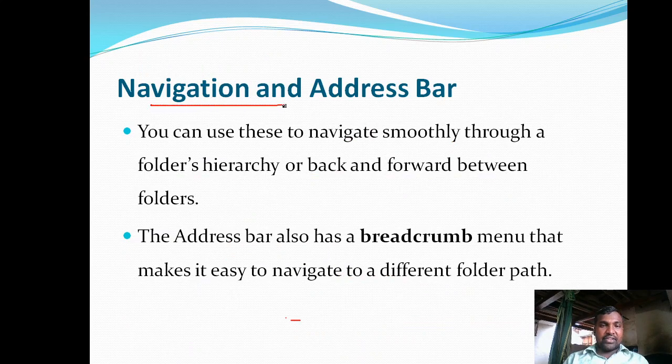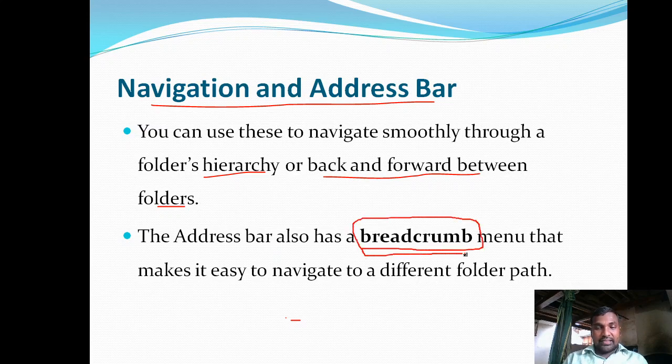And the next one is the navigation and address bar. You can use this navigation to move smoothly through a folder hierarchy, or back and forward between the folders. So mainly we use this navigation and address bar to go back to the previous directory, or to go to the directories available in the current directory. Okay, so back and forward between the folders or directories. The address bar also has a breadcrumb. This is an important command or menu available in the address bar. That is the breadcrumb.